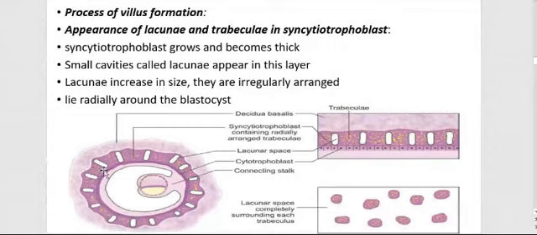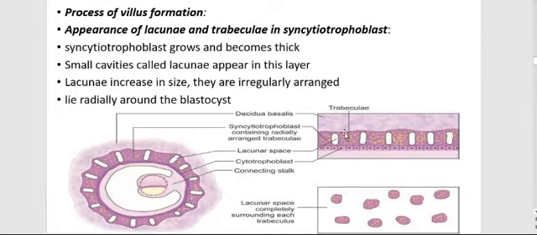So there will be a space. This is a lacuna, this is a space, a lacuna, a space. The whole lot is the syncytial trophoblast, and it is in the syncytial trophoblast that these spaces, the lacunae, are being formed. So they are leaving a space in between these lacunae.